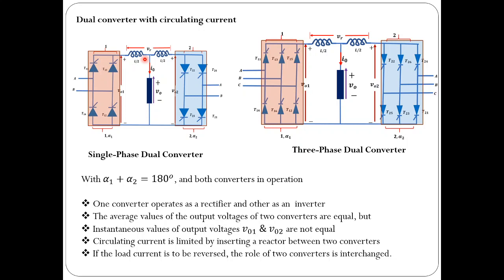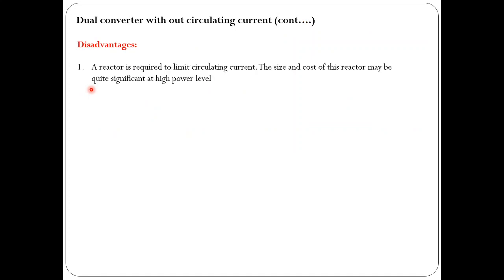Now you can see that you need not maintain a time gap when switching over from one converter to the other. For example, if you want to reverse the current, usually without circulating current, you have to block this converter first, then maintain some time gap, and then switch on converter 2. But in the circulating current mode, there is no need to maintain the time gap. So that is one of the advantages.